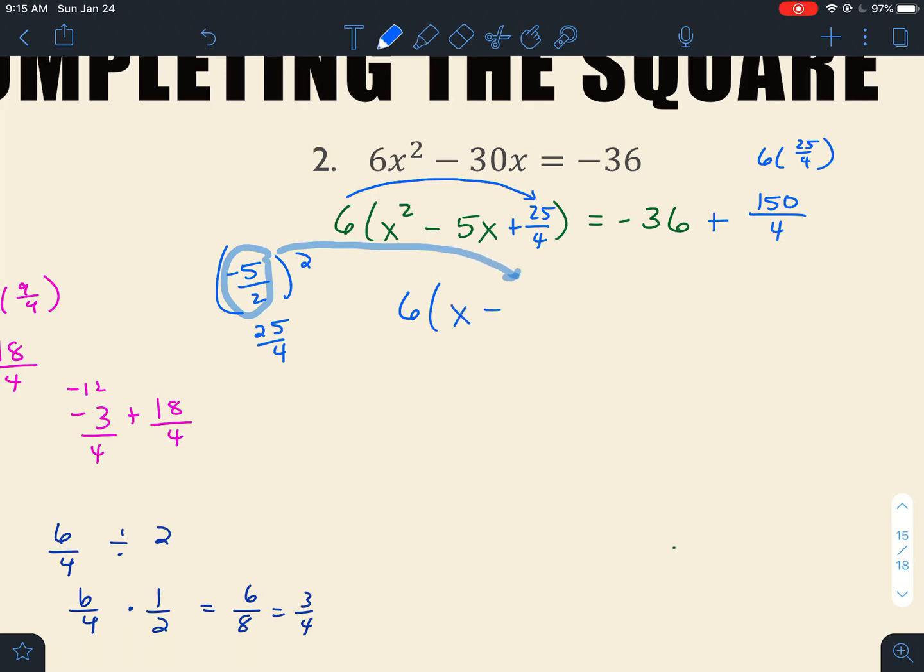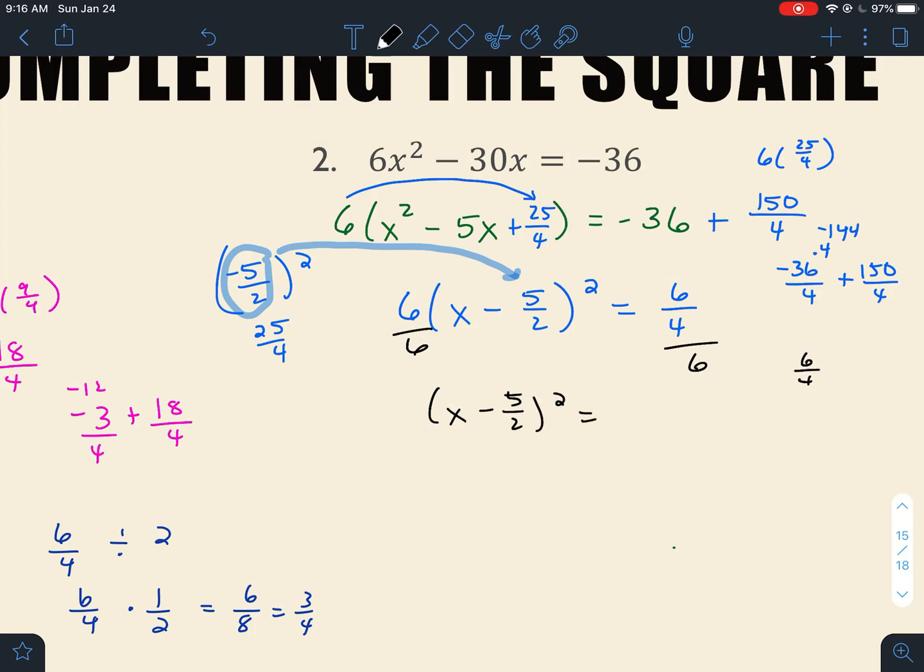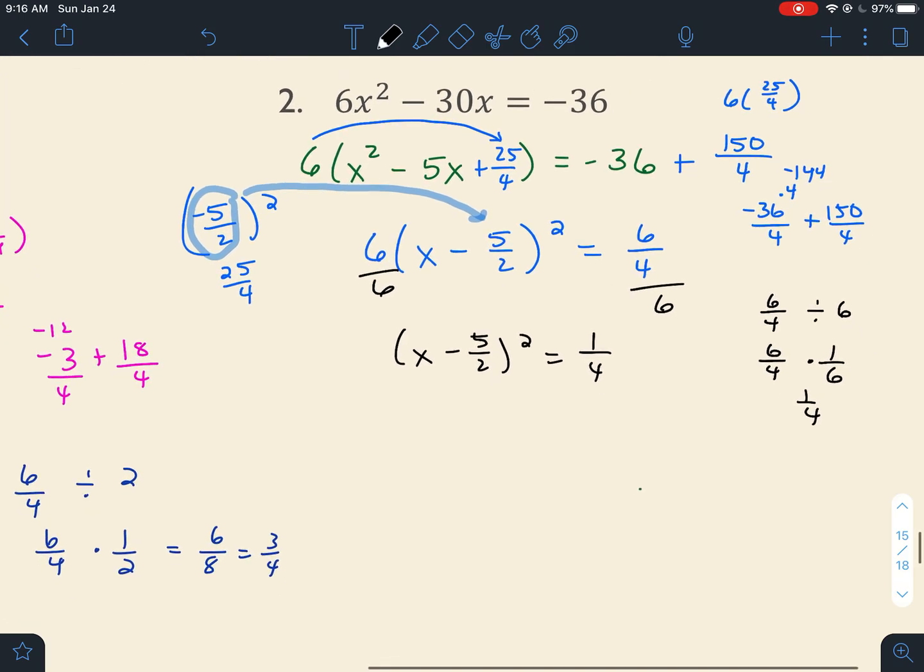And this would be 6 times x minus 5 over 2 squared equals negative 36 over 4 plus 150 over 4. So negative 36 times 4 would be negative 144. And so negative 144 plus 150 would be 6/4. And then I'm going to divide both sides by 6. And so I get x minus 5/2 squared equals 6/4 times 1/6, which would be 1/4.